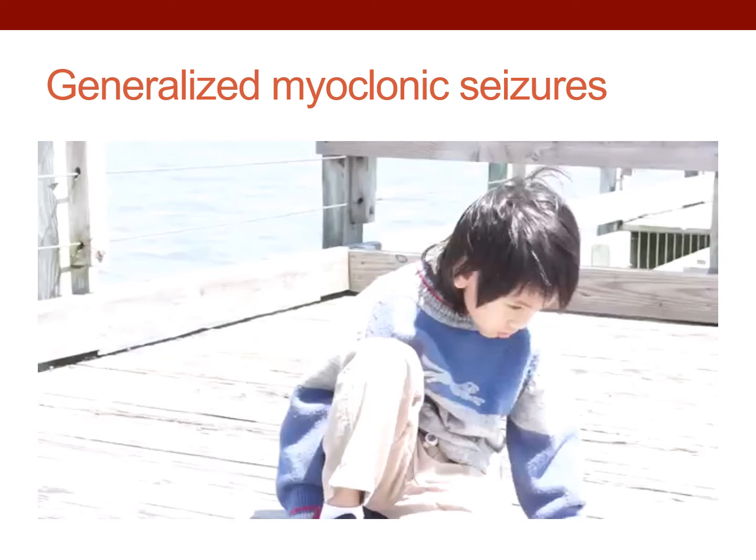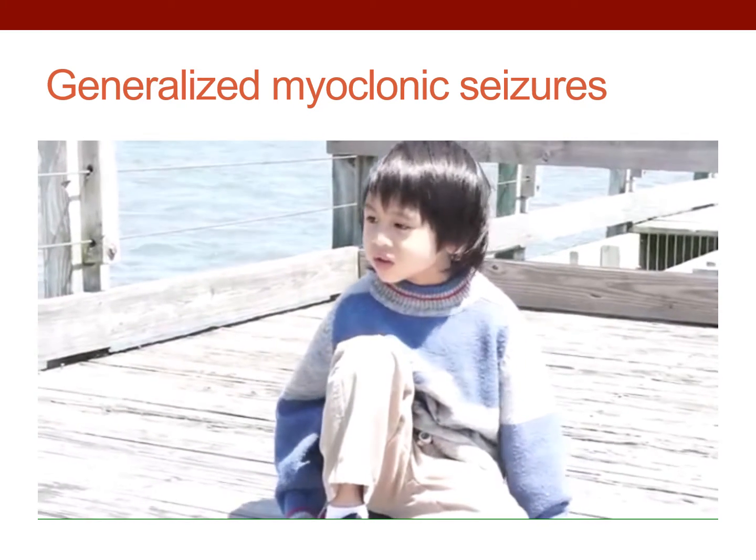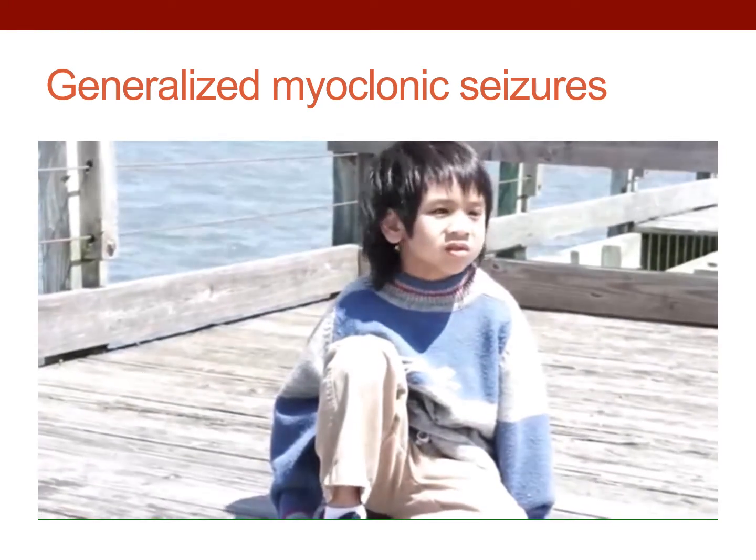Then you have myoclonic seizure. Again, before you see the video, the word myoclonic means sudden contraction. There is a difference between tonic and myoclonic. Tonic means sustained, persistent contraction, but myoclonic means sudden contraction of a group of muscles. So look exactly at what's going on here. This is a boy sitting. He looks around himself.